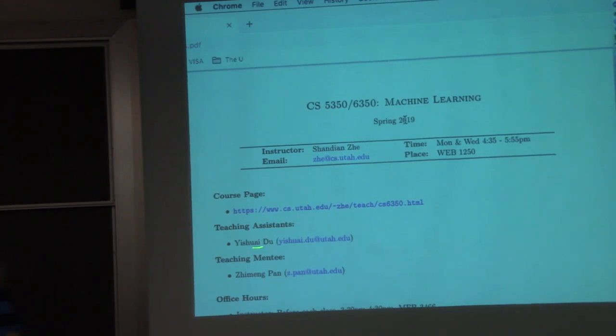And we have two diligent teaching assistants. His name is Yishuai Du. Yishuai, can you stand up so everybody knows you? He's very warm-hearted and very responsive to all questions. So if you have questions, do not hesitate to bother him. It's his job.